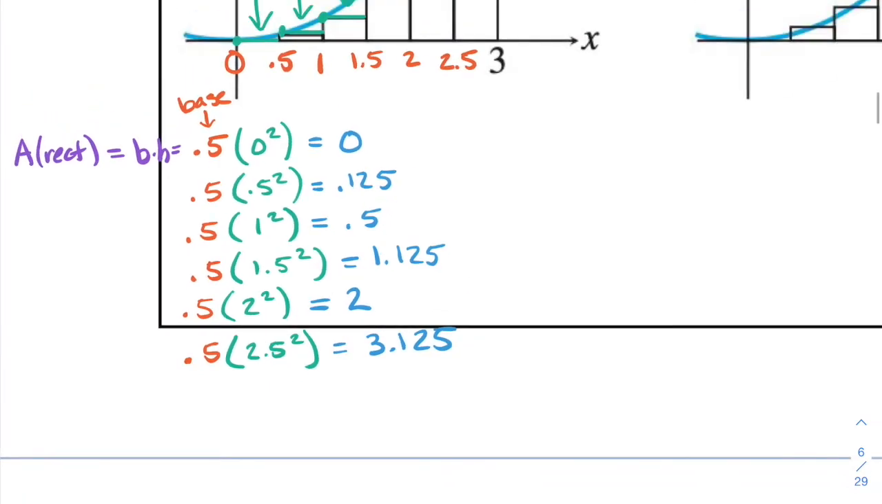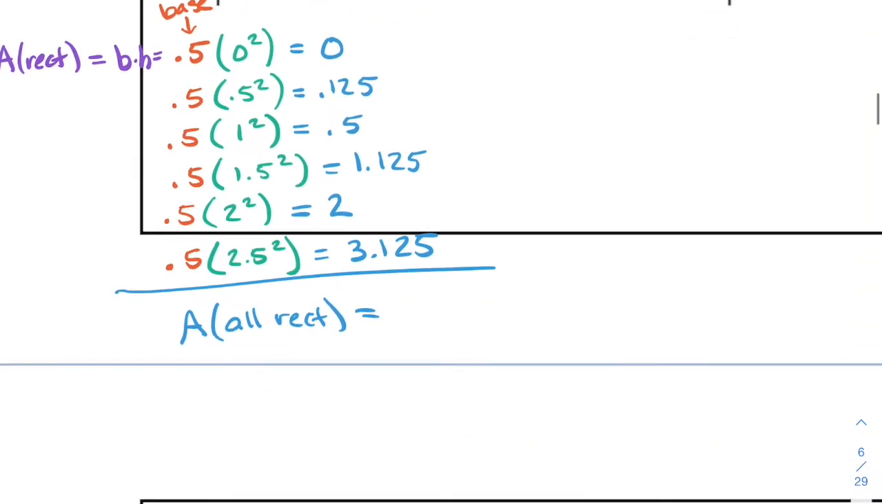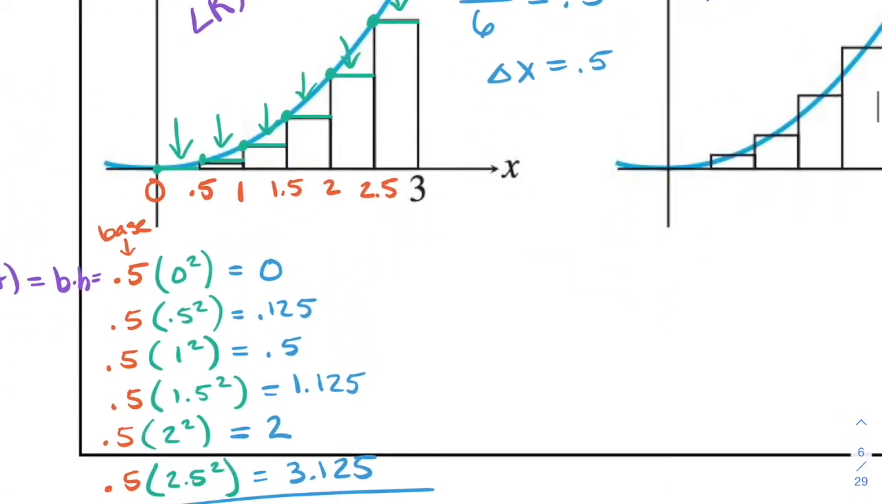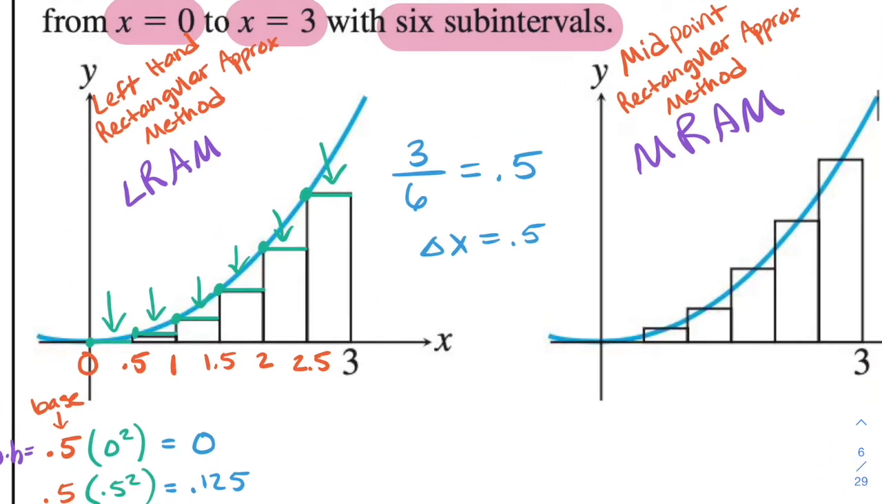Okay, what we're going to do now is add these all together. So the area of all of my rectangles is equal to 3.125 plus 2 plus 1.125 plus 0.5 plus 0.125, which is about 6.875. So LRAM is about 6.875.